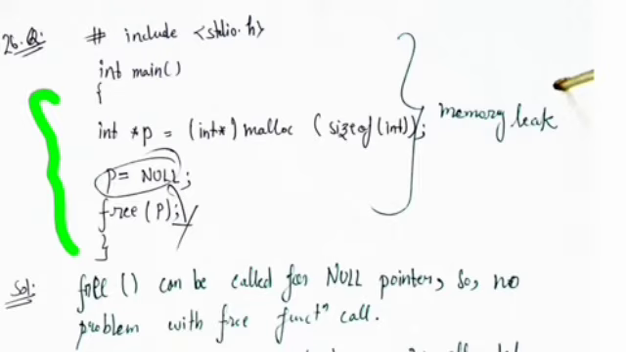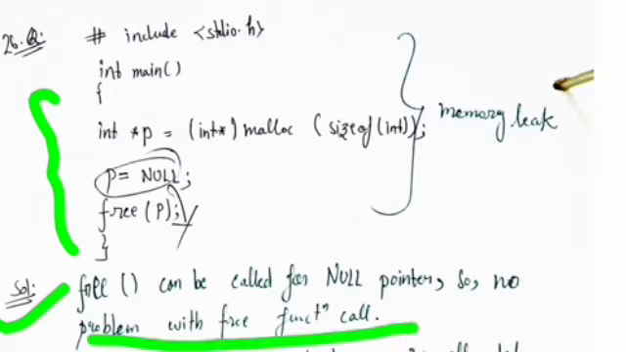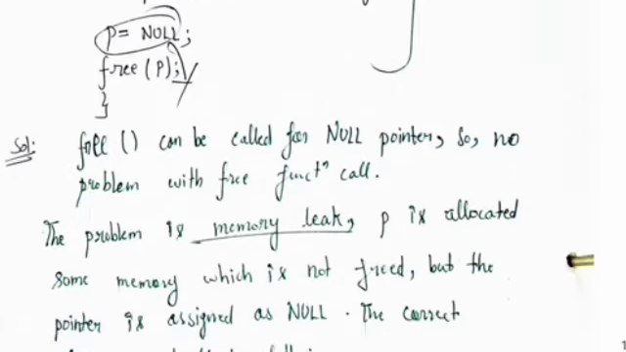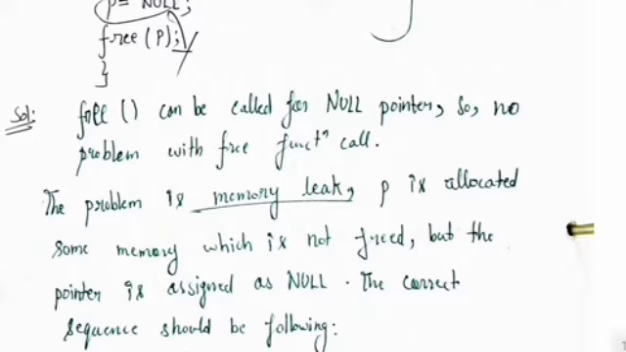So free can be called for the null pointer, so there is no problem with the free function call. The problem is memory leakage. p is allocated some memory which is not freed, but p is assigned to NULL.